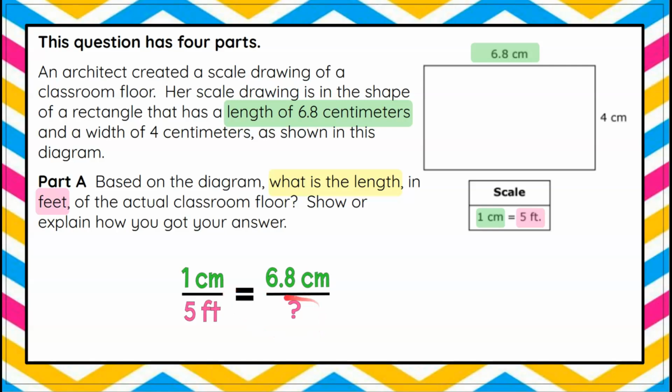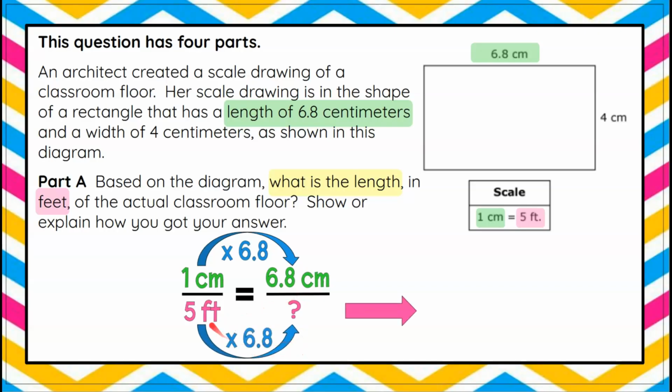So to do this, find this amount in feet, we want to keep this proportion. So we know that 1 centimeter to 6.8 centimeters that we're going to multiply by 6.8. So whatever I do to the numerators of my proportion, I must do to the denominators. So 5 times 6.8 is equal to 34. So that tells me that the length of the drawing is 6.8 centimeters, and the length of the actual room is 34 feet. So that's part A.